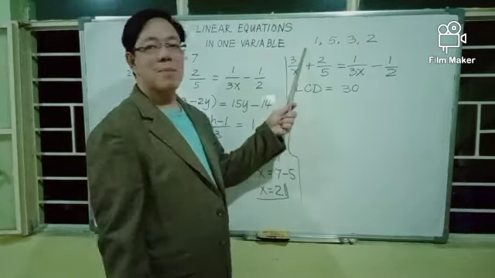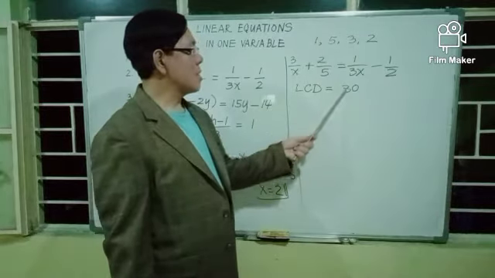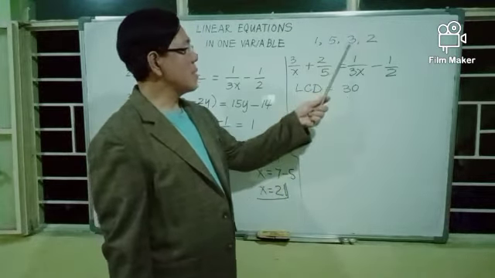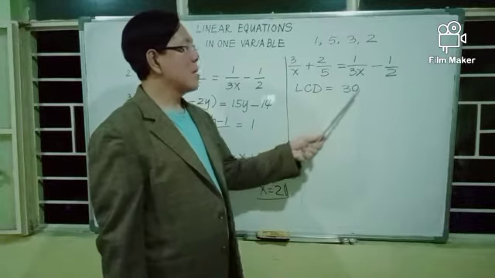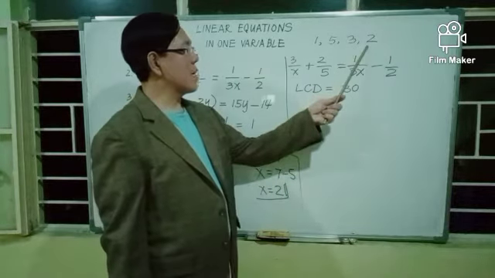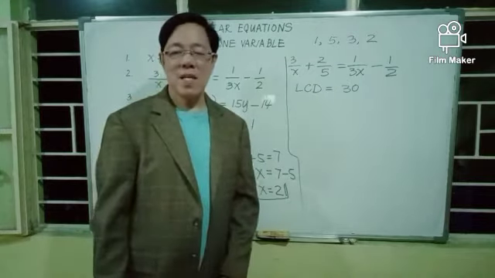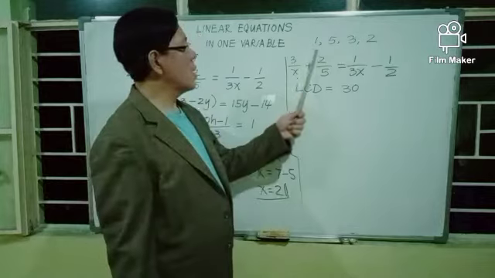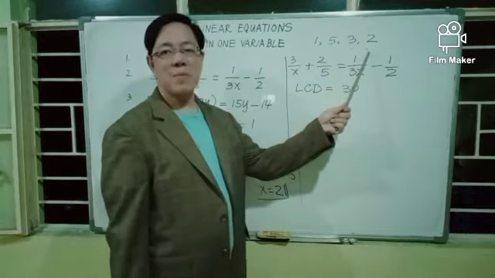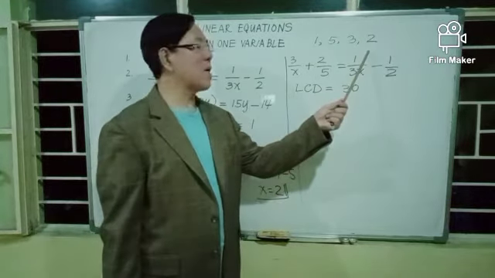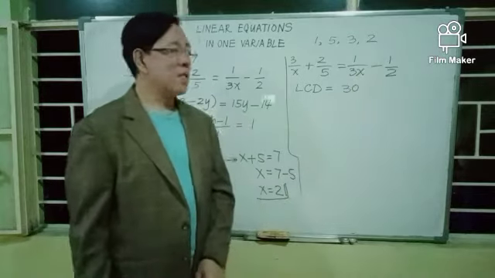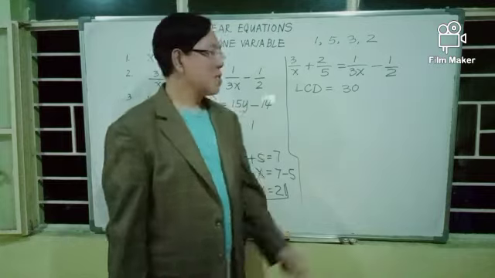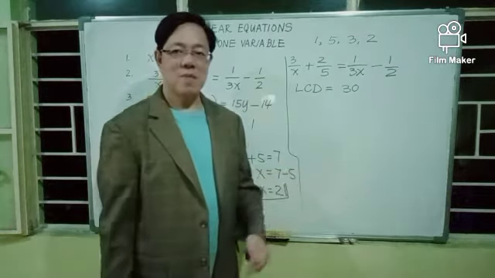30 can be divided by 1. 30 can be divided by 5. 30 can be divided by 3. And 30 can be divided by 2. 15 cannot be the LCD because 15 can be divided by 1, by 5, and 3, but 15 is not exactly divisible by 2. You cannot divide 15 by 2. So 30 is the smallest number.